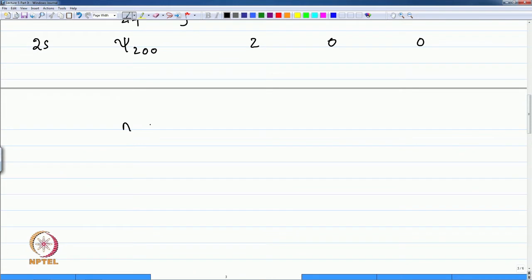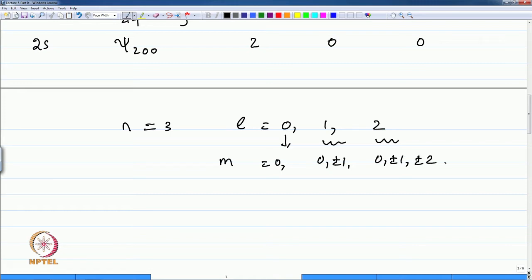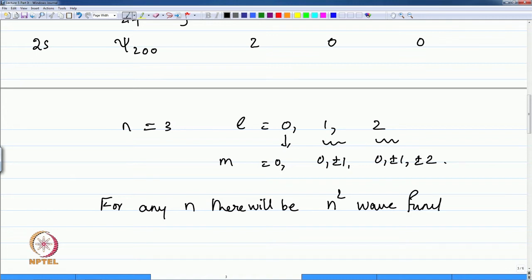And likewise for n equal to 3, you will have l equal to 0, 1 or 2. l equal to 0 will give you m equal to 0. l equal to 1 will give you three values, 0 plus minus 1. l equal to 2 will have 5 values, 0 plus minus 1, plus minus 2. Therefore, for any n, there will be n square wave functions.